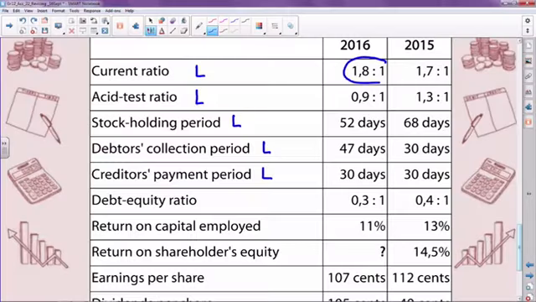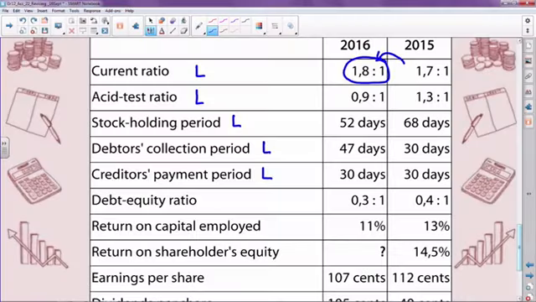Right, how do we comment? Firstly, you can clearly see that we have a current ratio of 1.8 is to 1. In other words, for every 1 rand that we owe in current liabilities, we have 1.80 rand available, so the company is liquid in terms of its meeting its obligations. Right? Now, comparison. Always do the comparison. What happened? There was an improvement in the financial indicator from the previous year. Watch. It was 1.7 is to 1, is now 1.8 is to 1.